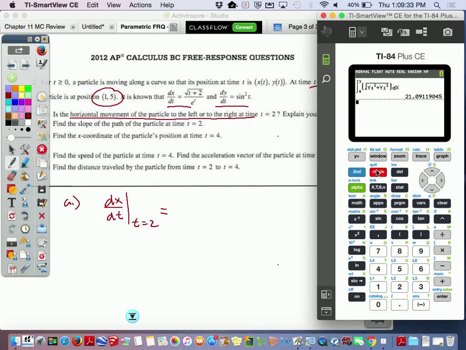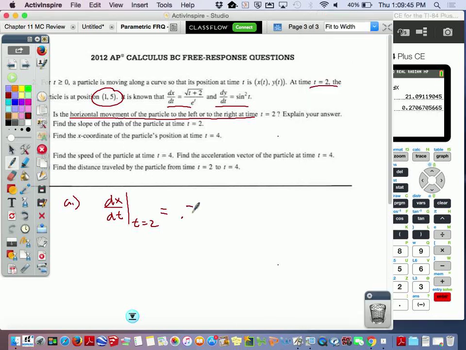So make sure that is done correctly. But all I need to do here is find the value of x prime of t at 2. So I'm going to plug 2 into that function, and we get back 0.271. Now clearly that is greater than 0. So what that indicates is that at t equals 2, the particle is moving right.